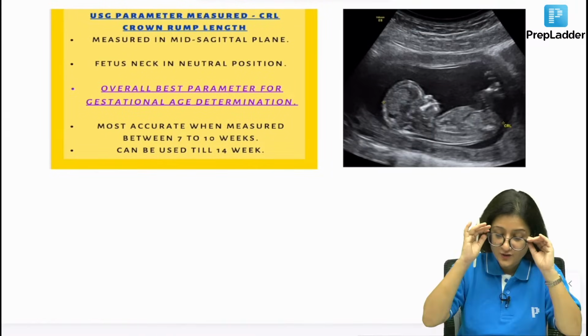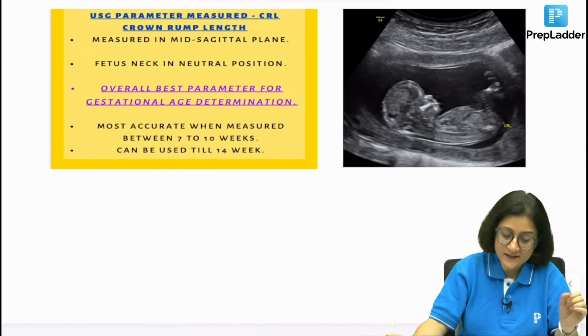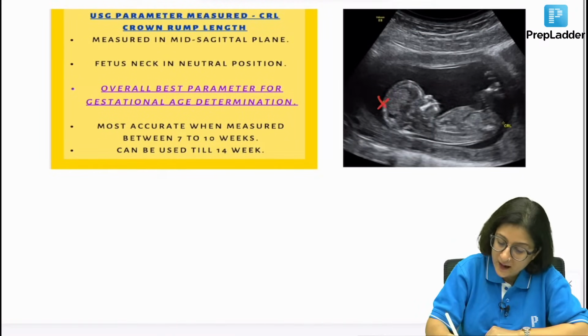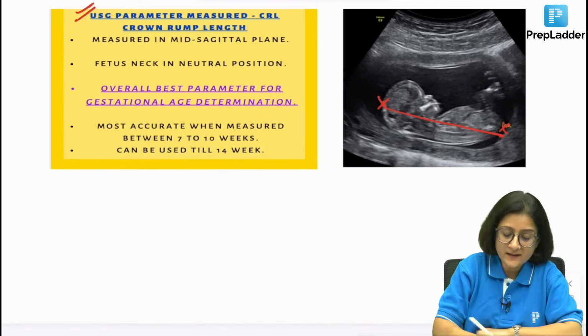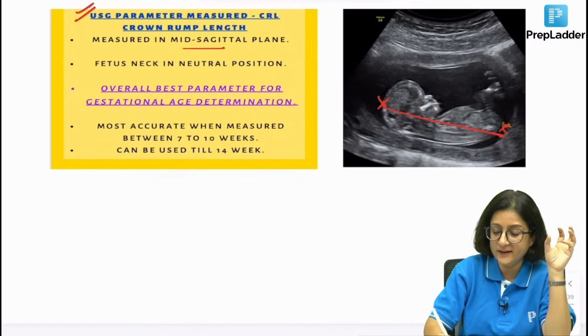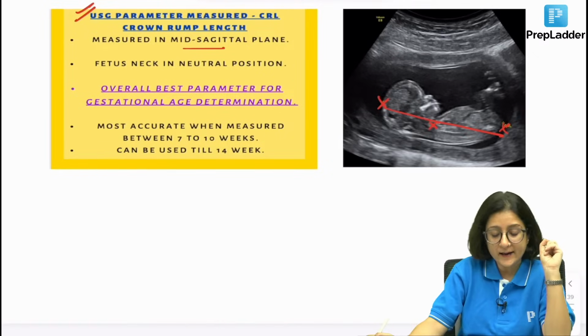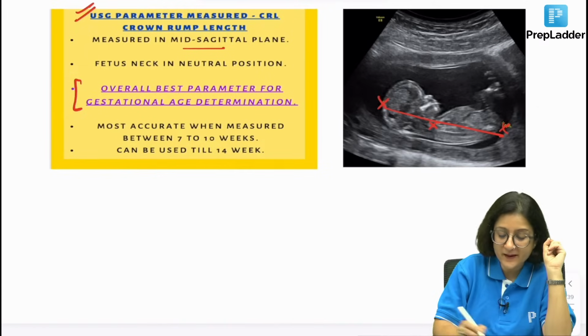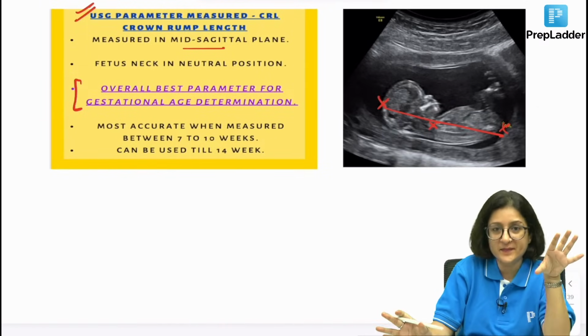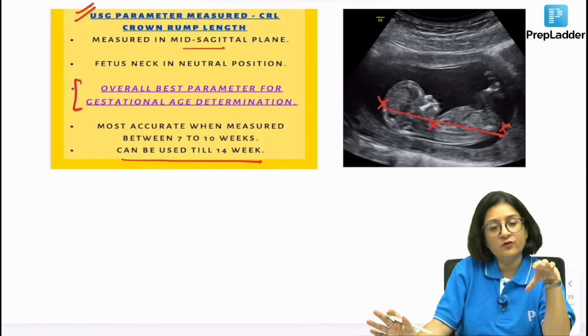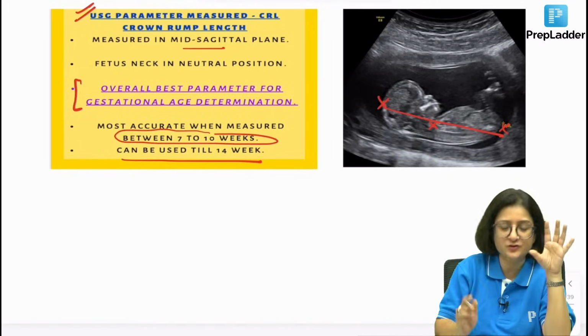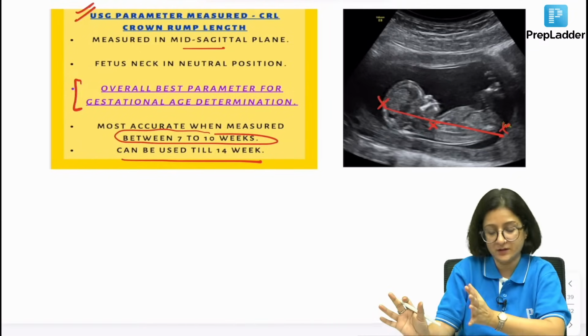Other images that you need to remember, very, very important, is this crown rump length. Can you see this crown rump length here? This is the CRL. As you can see here, it is measured in the mid-sagittal plane. The neck is in neutral position, right? Overall, this is the best parameter for gestational age estimation. The earlier it is done, the better. CRL can be used till 14 weeks, but it is best measured between 7 to 10 weeks, okay?